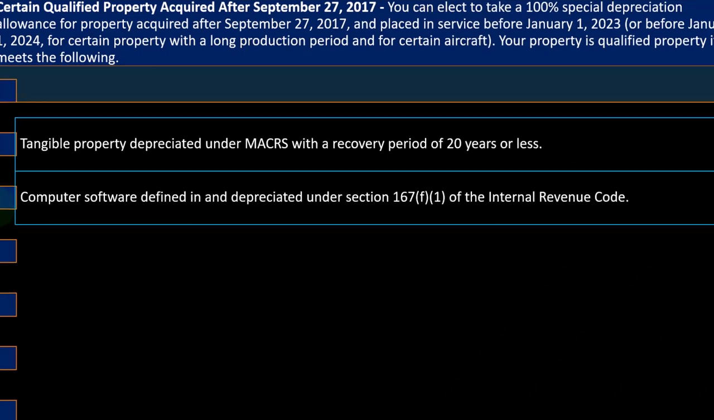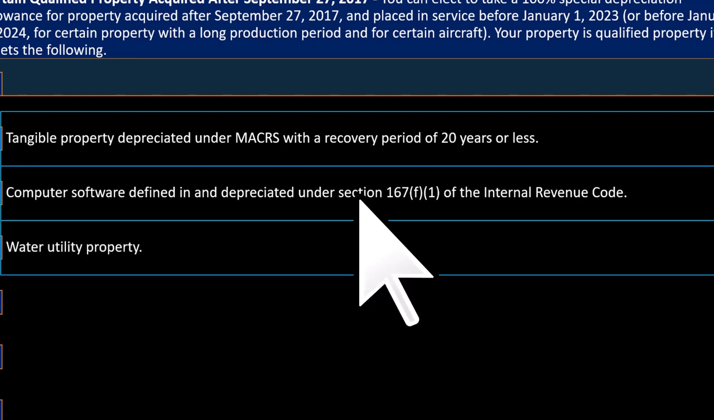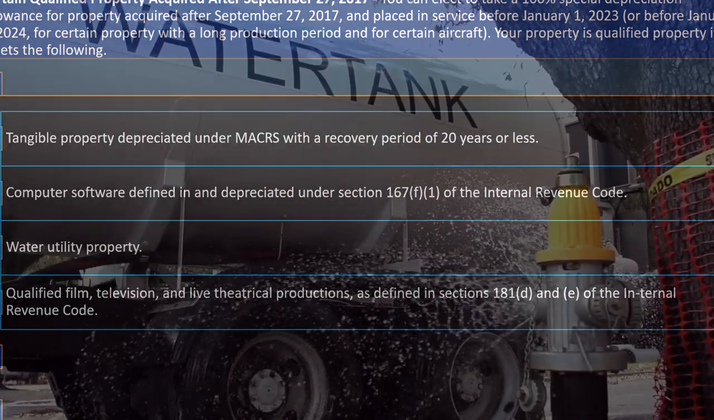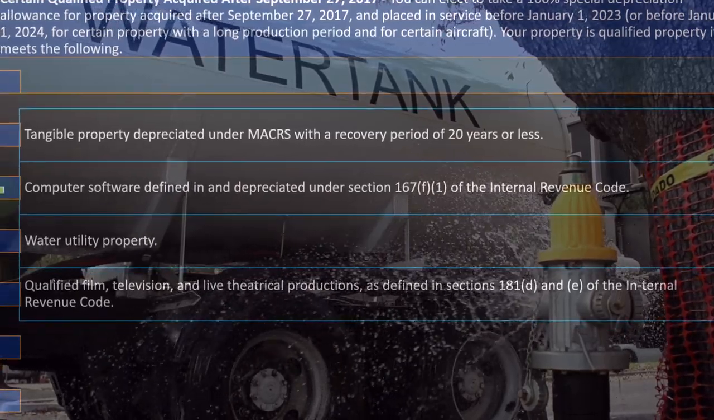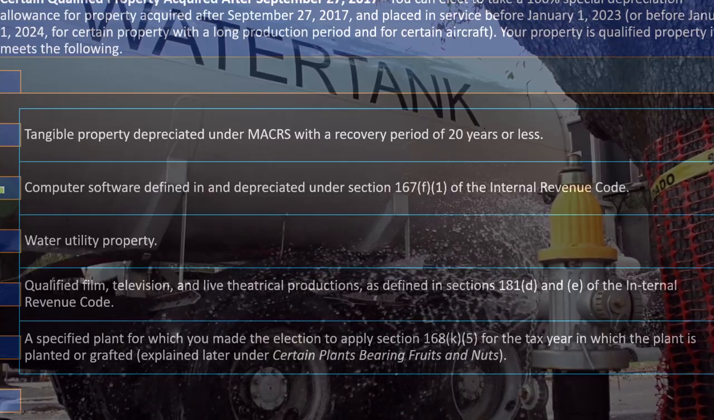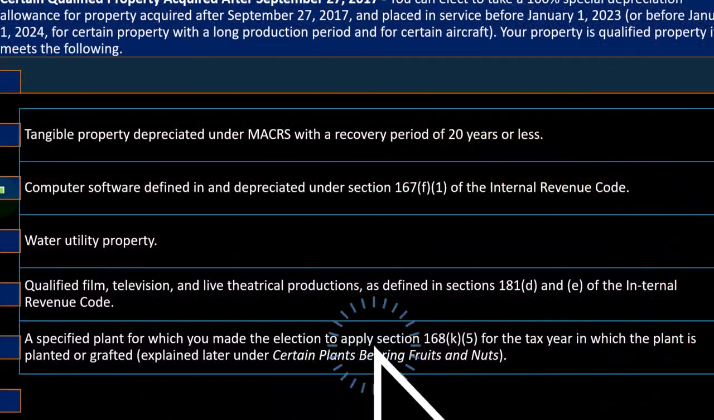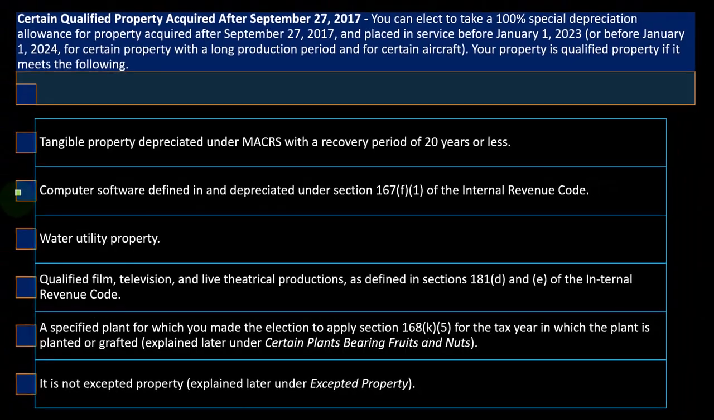Computer software as defined in and depreciated under Section 167(f)(1) of the Internal Revenue Code. Water utility property. Qualified film, television, and live theatrical productions as defined in Sections 181(d) and (e) of the Internal Revenue Code. A specified plant for which you made the election to apply Section 168(k)(5) for the tax year in which the plant is planted or grafted, explained later under certain plants bearing fruits and nuts. So it is not excepted property, explained later under excepted property.